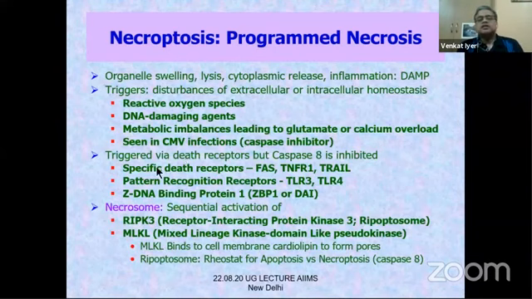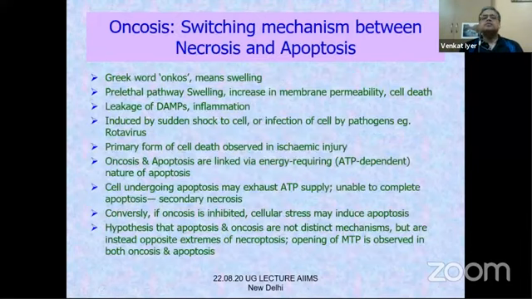In all of these, the trigger is via the death receptors like FAS, TNF receptor, TRAIL. It can also be triggered by toll-like receptors or pattern recognition receptors. People have therefore come up with oncosis as a switching mechanism between necrosis and apoptosis. And the two forms which we have studied, necrosis and apoptosis, are two extreme opposites. And there are possibilities that there could be programmed cell death with in-between processes.